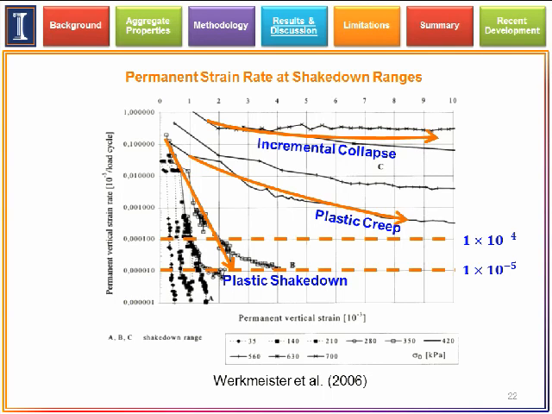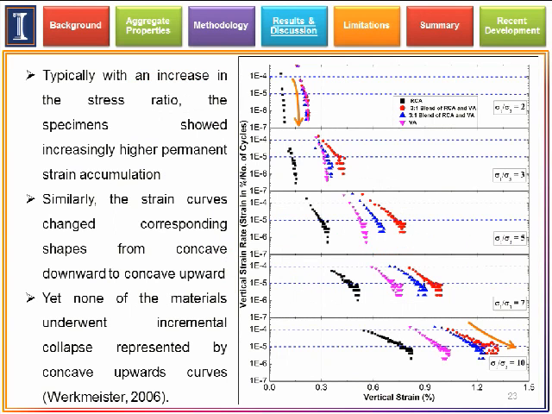The range between the plastic shakedown and plastic creep, she determined as 1 × 10⁻⁵, and for the range of plastic creep to incremental collapse, she determined the range as 1 × 10⁻⁴. In our cases, we have also found similar results, just like Werkmeister.